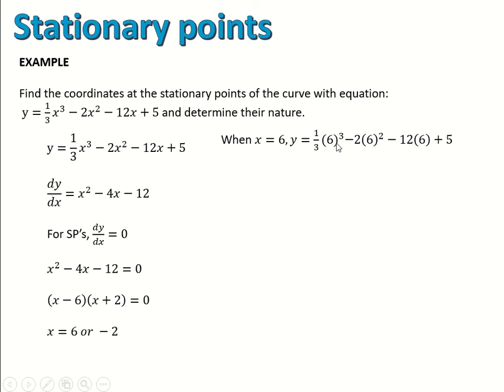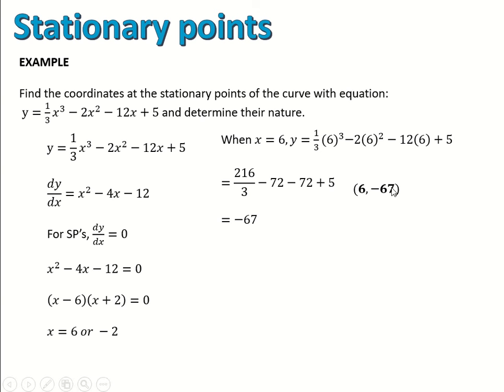So y will equal a third times 6 cubed, minus 2 times 6 squared, minus 12 times 6, plus 5. Work that all through. If it's a calculator question, you can stick it in the calculator. If it's not, then you're going to need to do a little bit of working out. But either way, it equals minus 67. And that's our first stationary point, 6, minus 67.